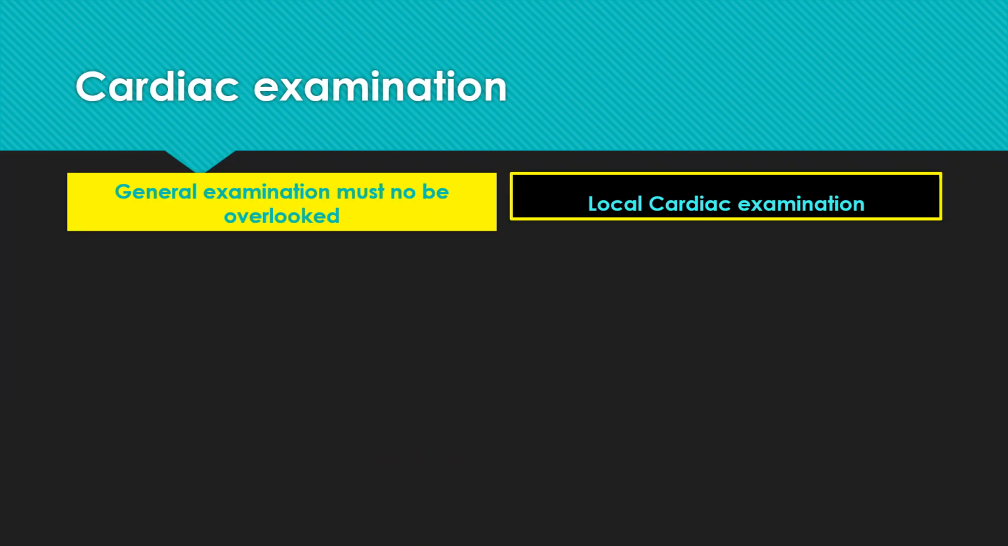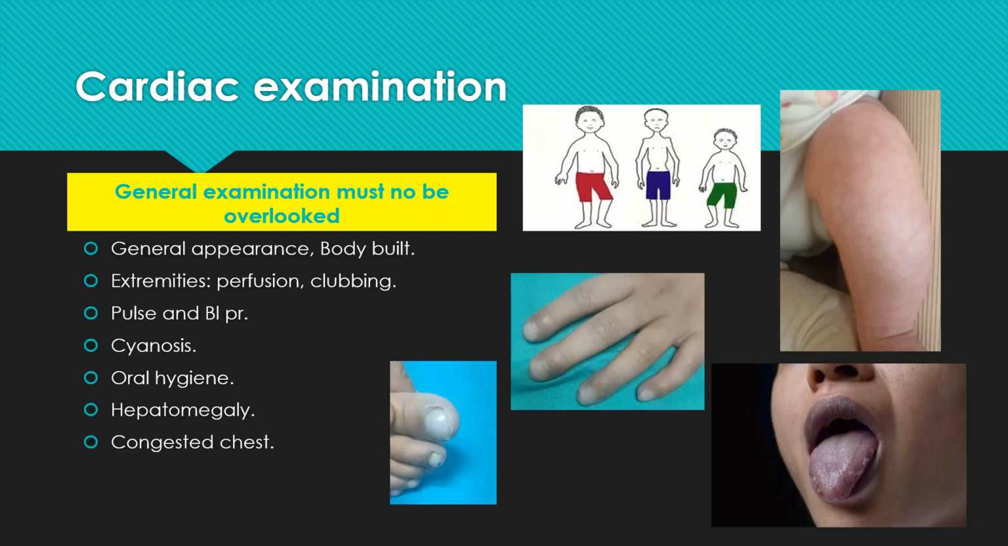Although we will be focusing on the local cardiac examination, general examination must not be overlooked in any cardiac patient. In the general examination, please note the general appearance of the patient, if he looks toxic or in poor general condition. Also note the body build of the patient, if he is having failure to thrive or stunted growth.